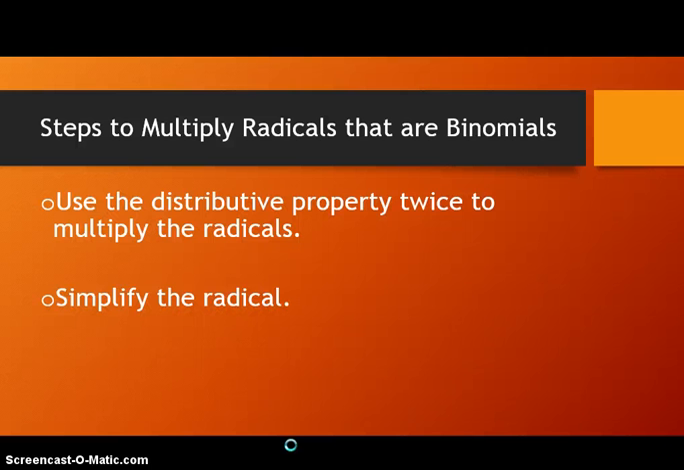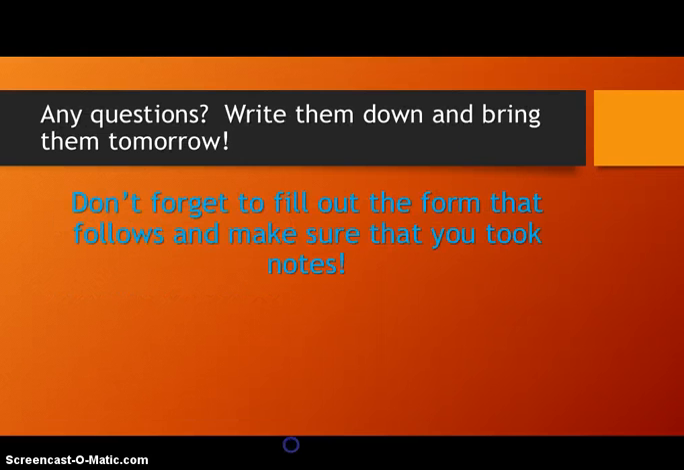So again, all you need to do is to use the distributive property twice to multiply the radicals and then simplify them. If you have any questions, write them down and bring them tomorrow.